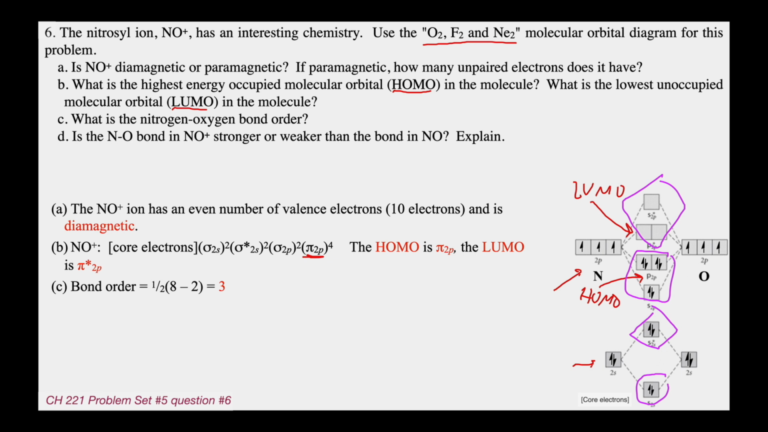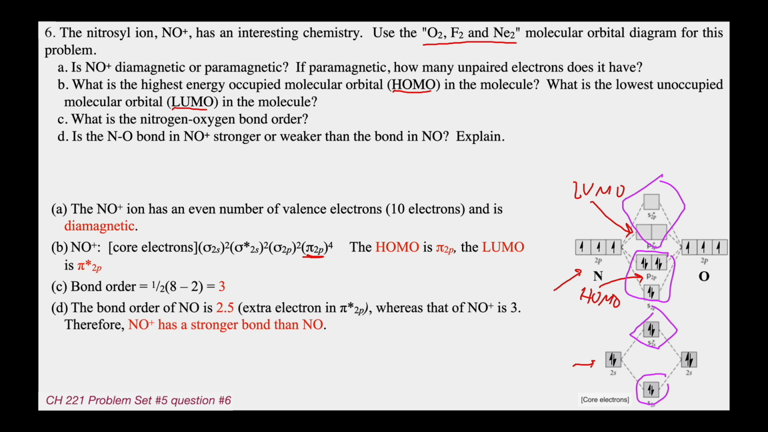Well, for neutral NO, we would have to add an electron to the LUMO, pi star 2p, and that's an anti-bonding molecular orbital. So neutral NO has one more anti-bonding electron than NO plus does, and that makes the bond order of NO go to 2.5. If you figure it out, 1/2 parentheses 8 minus 3, that would be the neutral NO bond order, and bond order has gone down in neutral NO relative to NO plus.